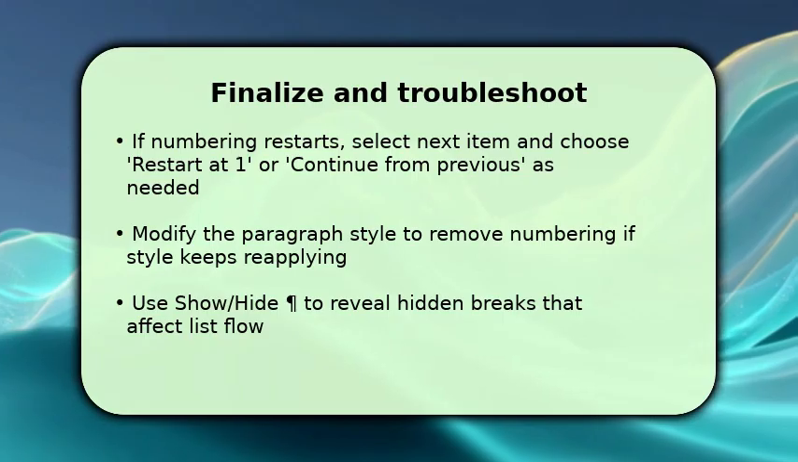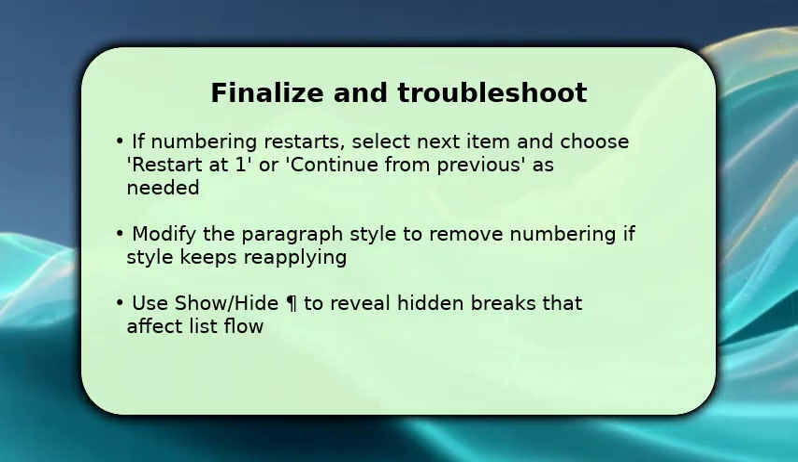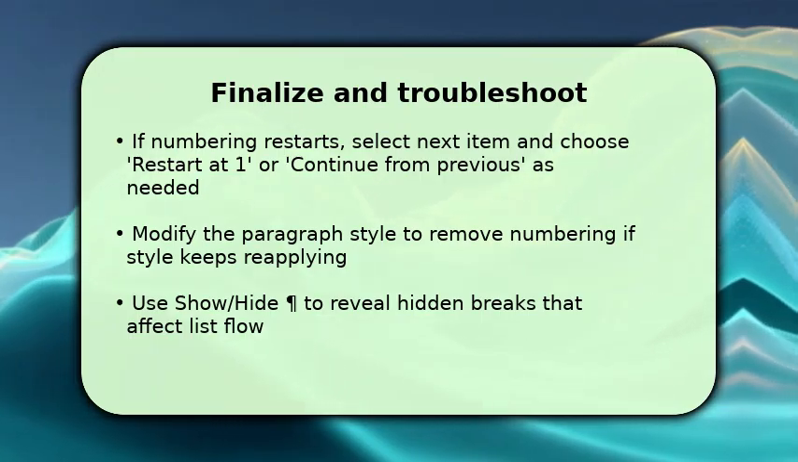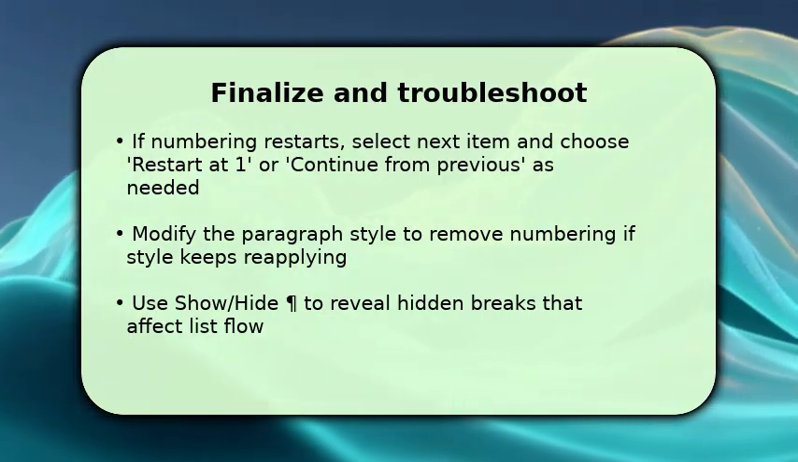If numbering restarts where it shouldn't, select that item and choose Restart at 1 or Continue from Previous to control sequence. You can also modify the paragraph style to remove numbering permanently.